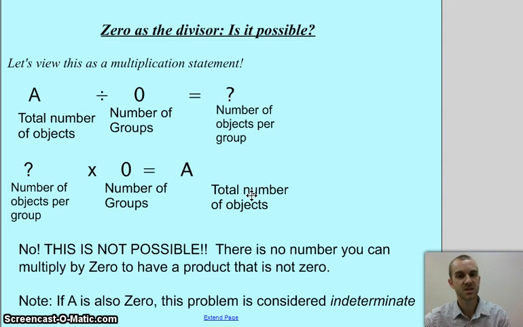However, what happens when it's in the divisor? A divided by 0. This means that we have to have some number that we can multiply by 0 to make A. And that cannot happen. There's no number that you can multiply by 0 to make another number, because the product is always 0. Also, if A does happen to be 0, the problem is considered to be indeterminate.